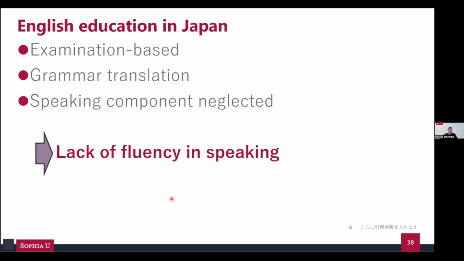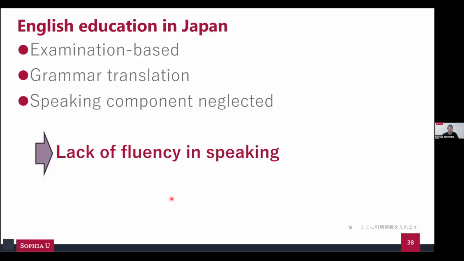And many Japanese teachers still use grammar translation in their teaching. It's nothing bad, because the students' needs are to pass the examination. So grammar translation is effective in that sense, and the speaking component is neglected because it's not in the examination. So the lack of fluency in speaking among Japanese learners is actually because of the education.